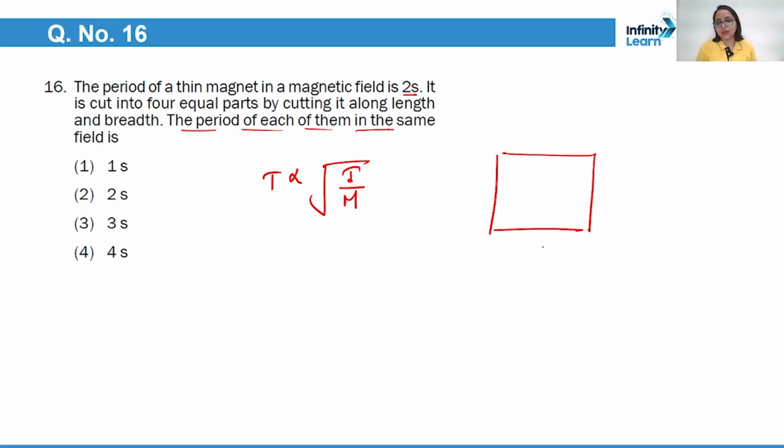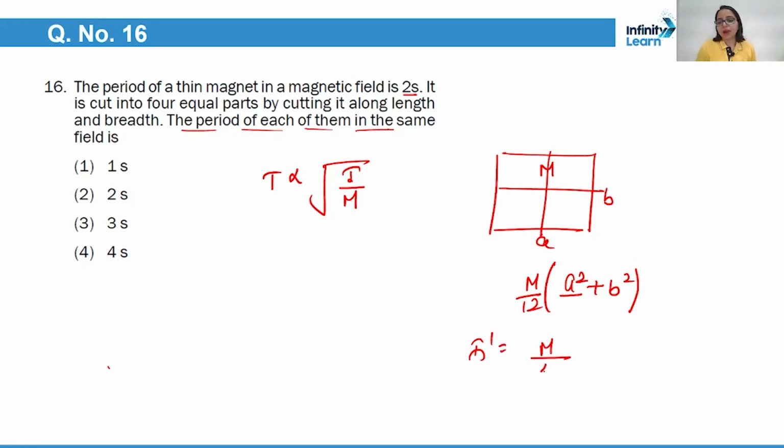Let's say total length and width is a and b, right? So its initial moment of inertia of mass m is what? It is m by 12 into a square plus b square, right? So this is the initial moment of inertia. After cutting it into 4 equal parts, new moment of inertia I dash will be m by 4 into whole by 12 into a by 2 whole square plus b by 2 whole square.